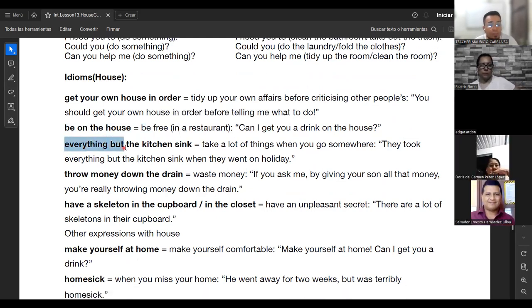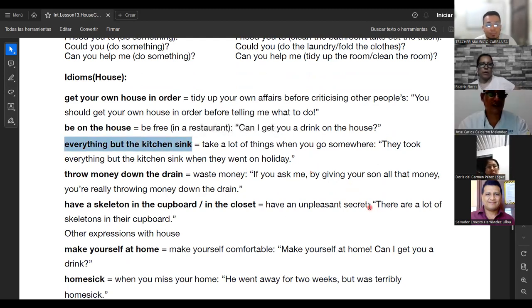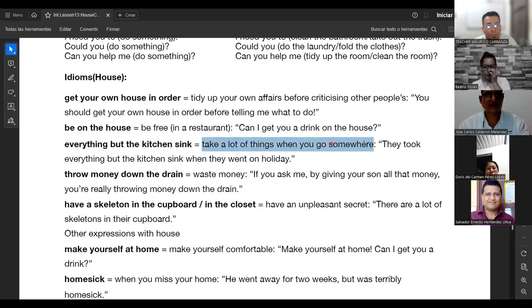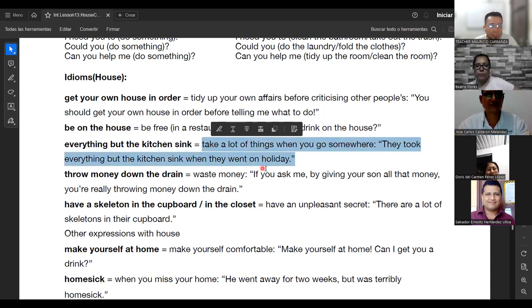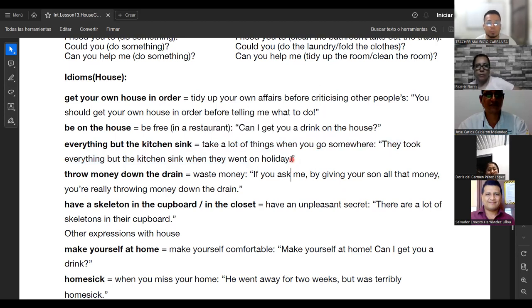The next one is everything but the kitchen sink. It says take a lot of things when you go somewhere, right? They took everything but the kitchen sink. It's not literal, right? But when you take a lot of things, for example, you pack to go on vacation and you take a lot of clothes, you take food, you take toothpaste, etc., too many things that probably are not necessary.